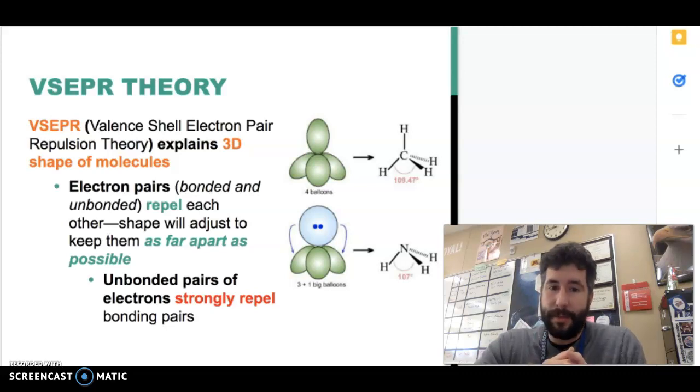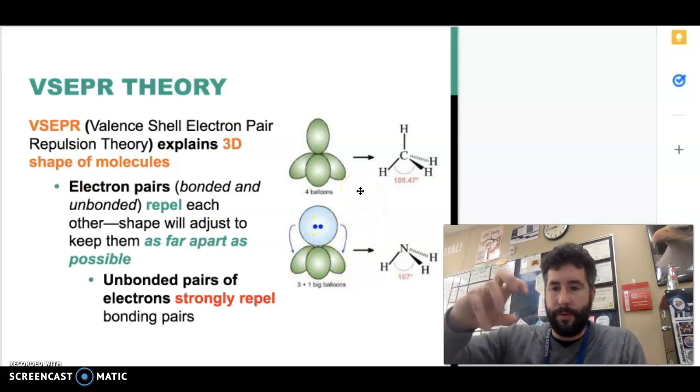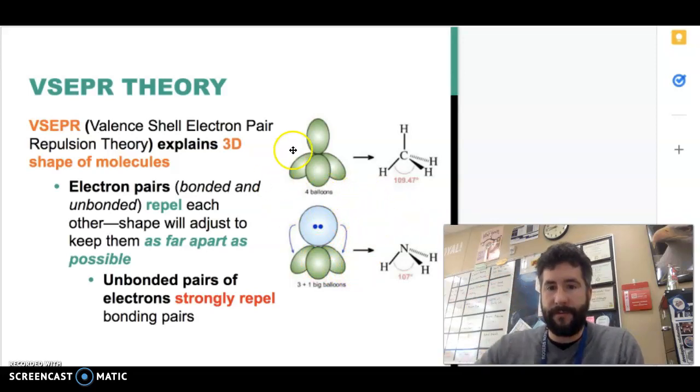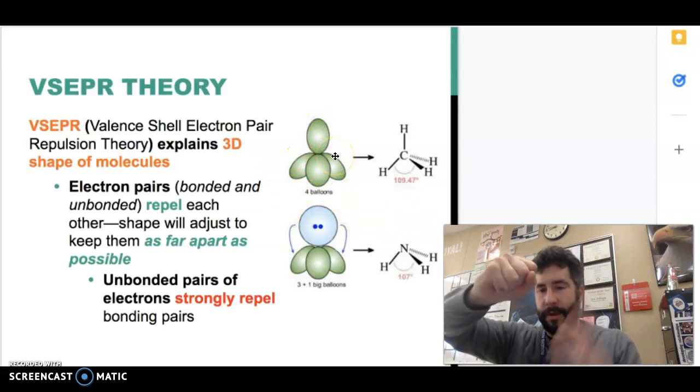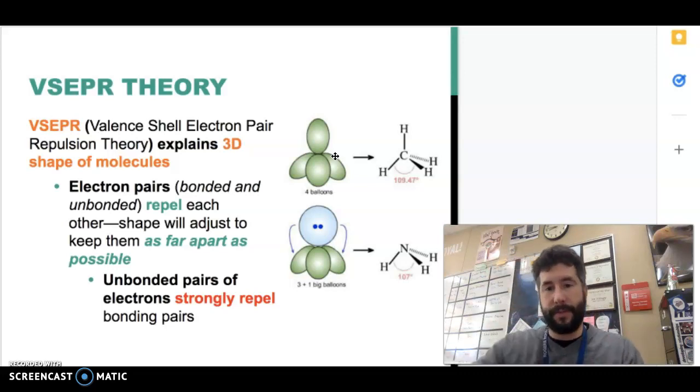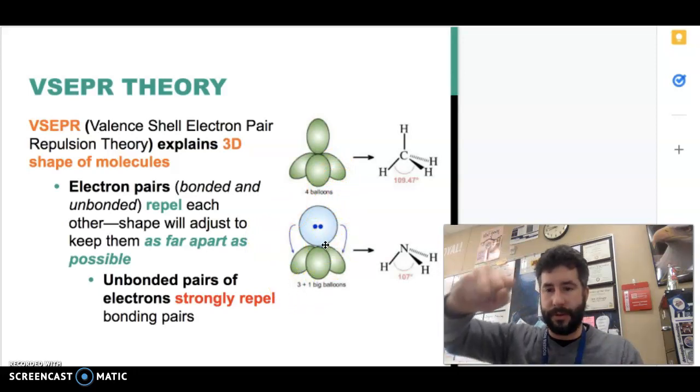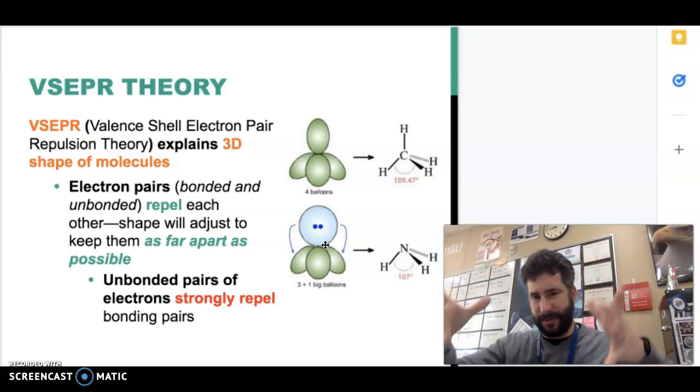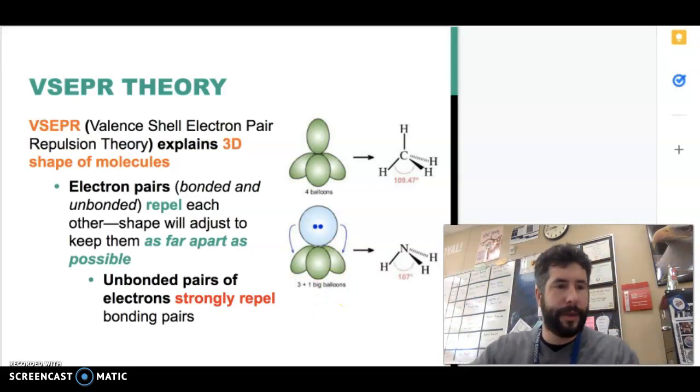And these pairs, again, could be bonded pairs, like covalent bonds, or they could be unbonded pairs, like these unshared pairs. And so we can think about if you were to hold a group of balloons, like here we've got 4 balloons. If you were to hold them all in the center, how would they spread out? Well, as much as they possibly can. They're going to push each other away from each other. If you had one that was slightly bigger, one big balloon and 3 smaller ones, if you held them all in the center, again, that big balloon is going to push the others down just a little bit more.